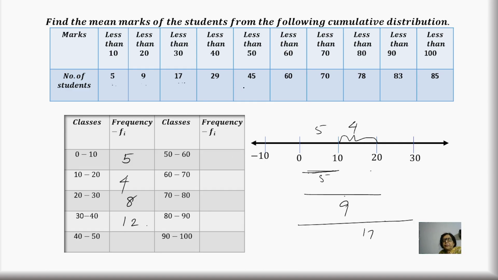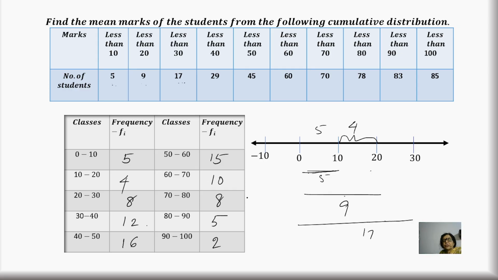Then we have 45 minus 29, that is equal to 16. Then we have 60 minus 45, that is 15. Then 70 minus 60, that is 10. Then 78 minus 70, that is 8. And 83 minus 78, that is 5. And then we have 2. So these are the actual frequency now. This was the cumulative frequency and these are the actual frequency.